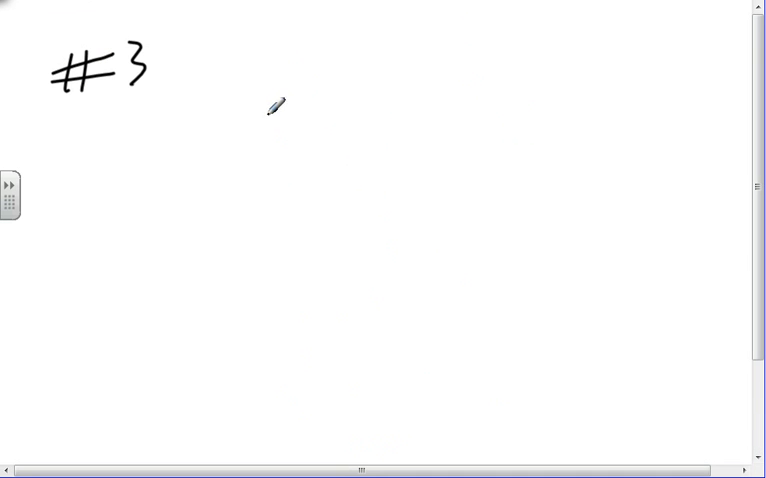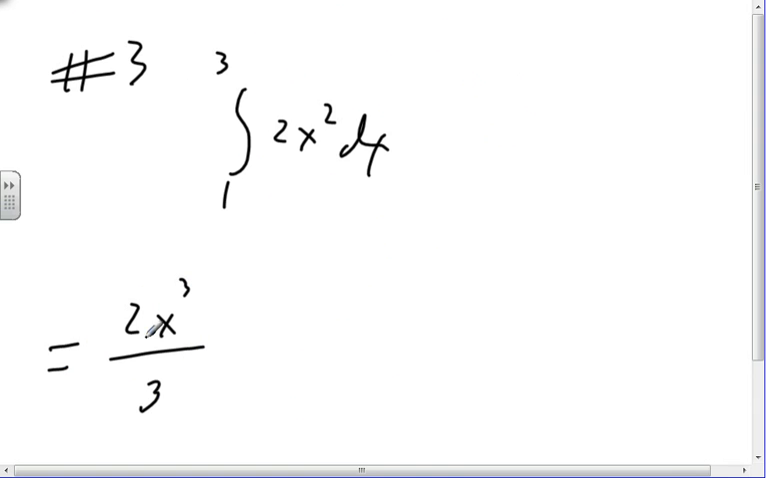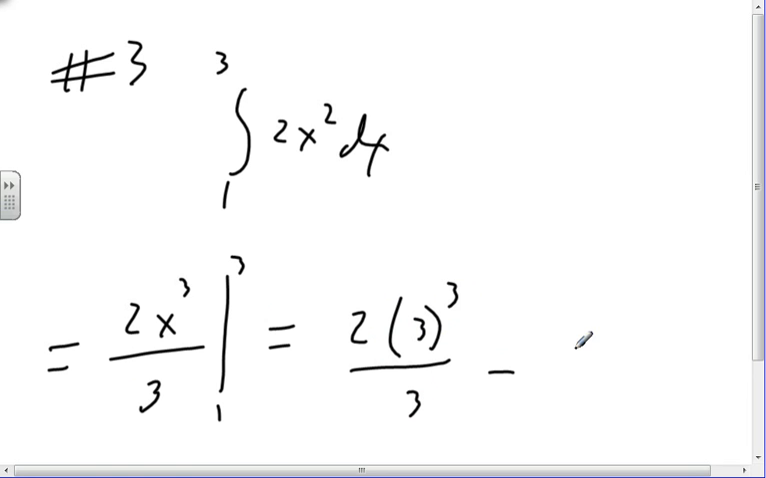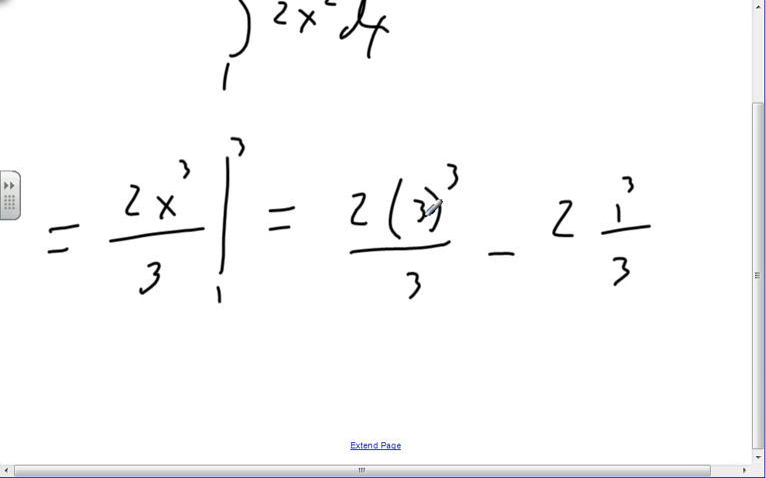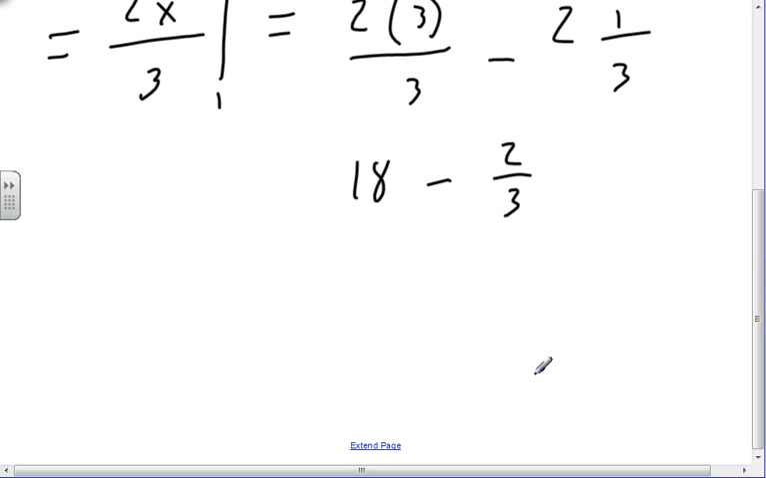Number 3. Integral 1 to 3 of 2x squared dx. I could draw a picture, but it wouldn't do me any good. 2x cubed over 3 evaluated at 1 and 3. So I put the 3 in, 2 times 3 cubed over 3, minus, I put the 1 in, 2 times 1 cubed over 3. 27 divided by 3 is 9, times 2 is 18. 18 minus 2/3. Okay. Well, we'll just call it 17 1/3 and call it a day.